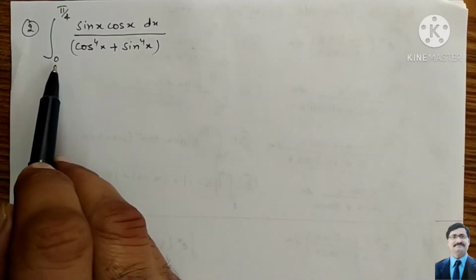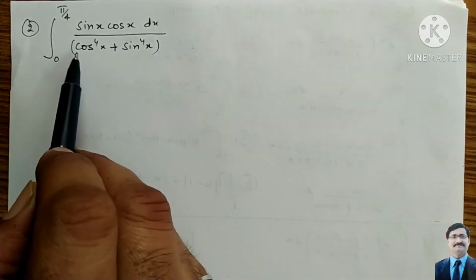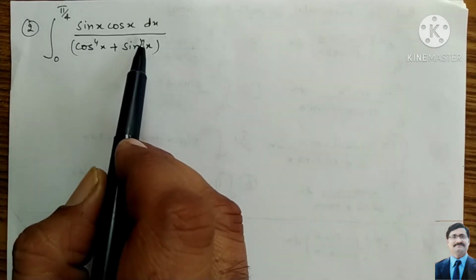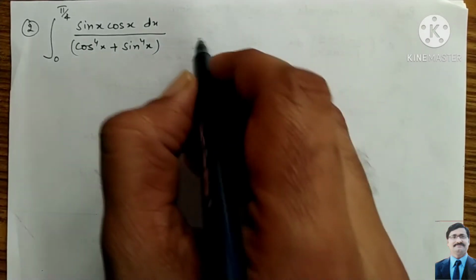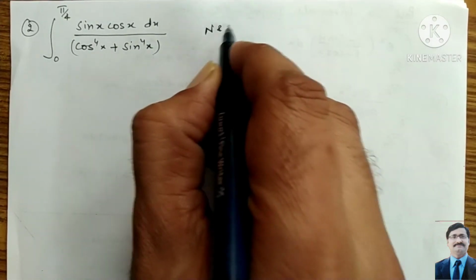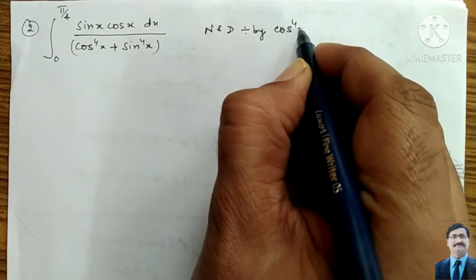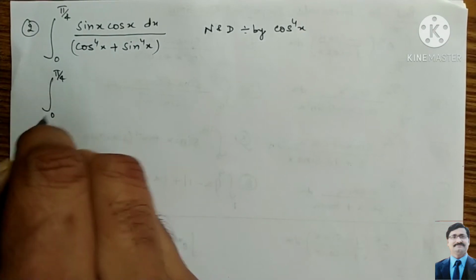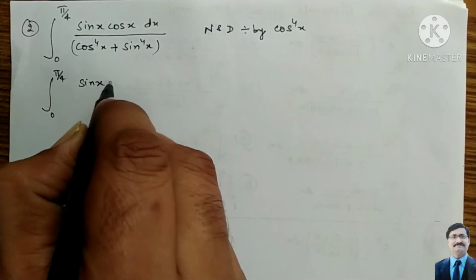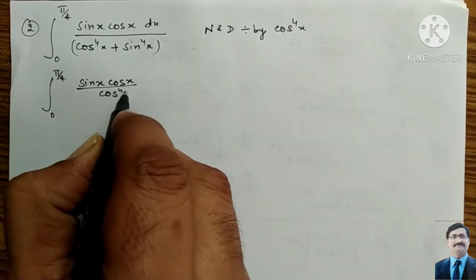Look at the next question, integral from 0 to pi by 4 of sin x cos x dx upon (cos power 4x plus sin power 4x). Look here, numerator and denominator divide by cos power 4x. So look here, this integral from 0 to pi by 4, sin x and cos x, and we divide by cos power 4x.